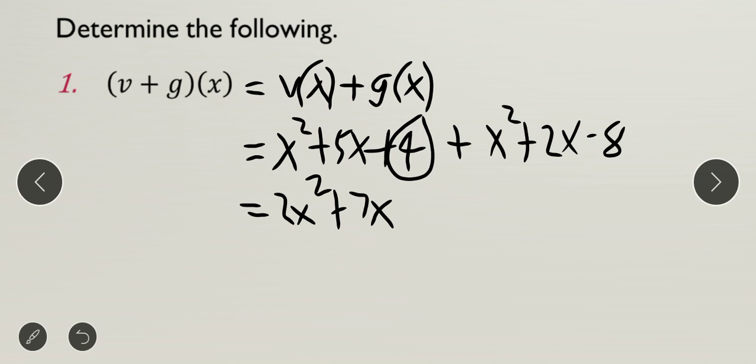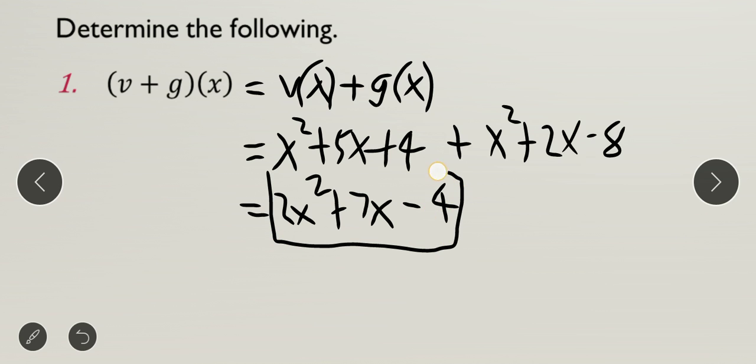And 4 and negative 8, which are both constants, we are going to combine that. But make sure that we are going to subtract because they have different signs, and copy the sign of the bigger number, which is 8. So 4 minus 8, that would be negative 4. This is now our sum.